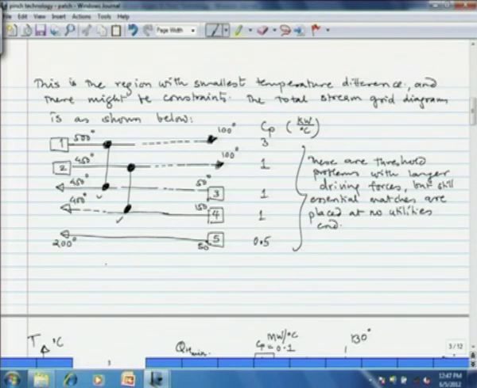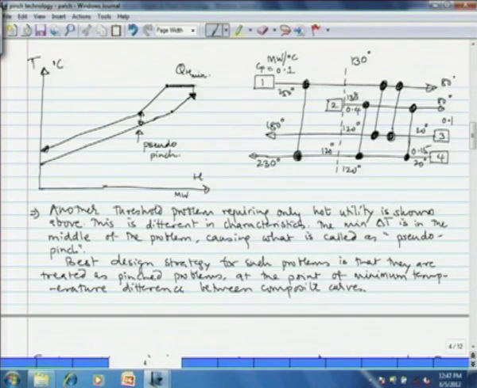We shall see another problem with no cold utility. Here, no cold utility. I have also given the grid diagram for the streams. We have a total of 2 hot streams and 2 cold streams, and the temperatures are also given. Then we can make the matches essentially as I have shown, in the very same way as we did for the previous design.